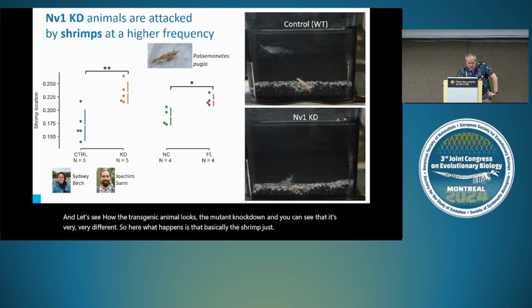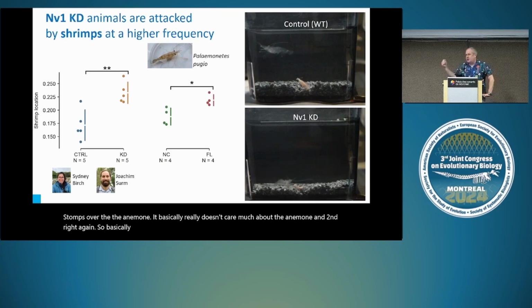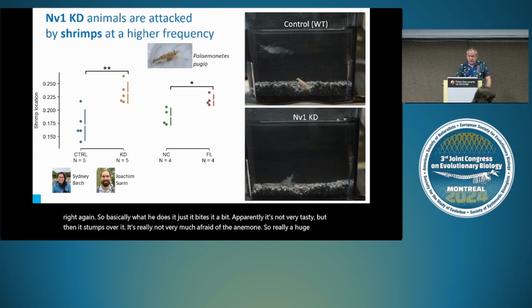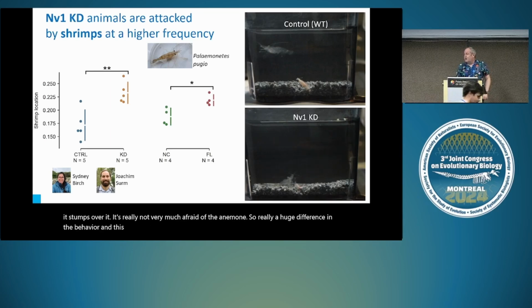So here, what happens is that basically the shrimp just stomps over the anemone. It basically really doesn't care much about the anemone, and 1 second, I'll try it again. So basically what it does, it bites it a bit. Apparently it's not very tasty, but then it stomps over it. It's really not very much afraid of the anemone. So really a huge difference in the behavior, and this is, as you can see, actually mediated by NV1 levels.